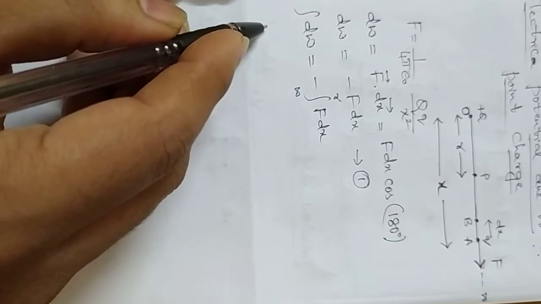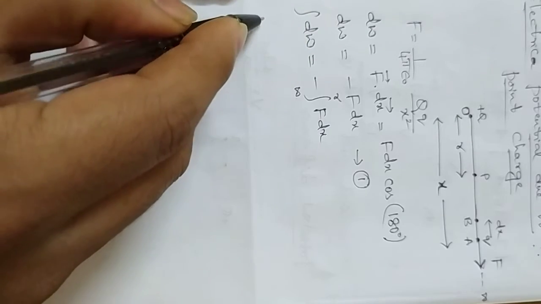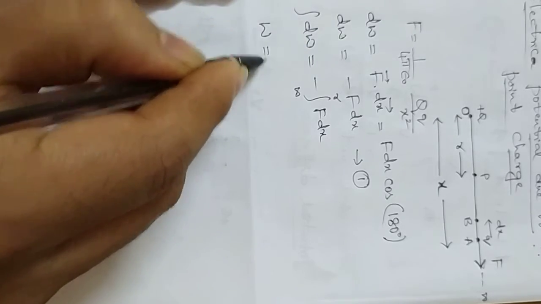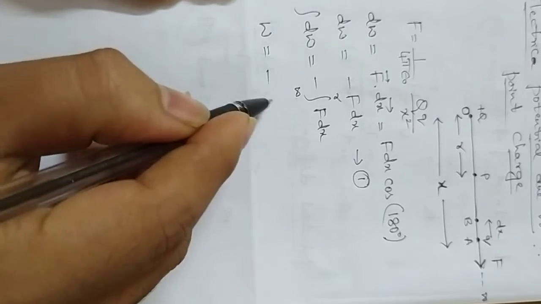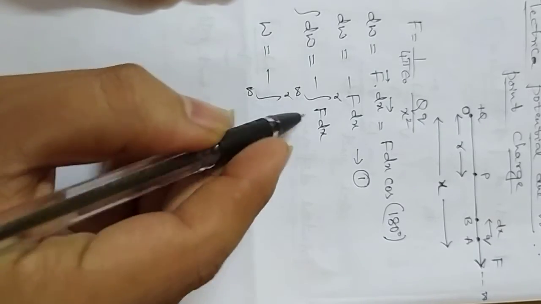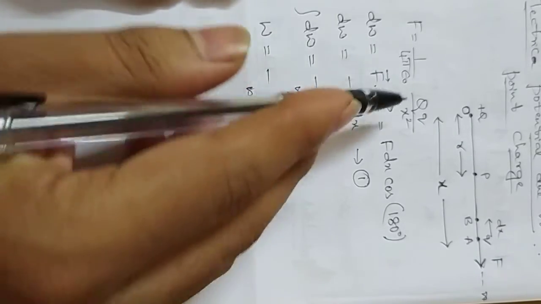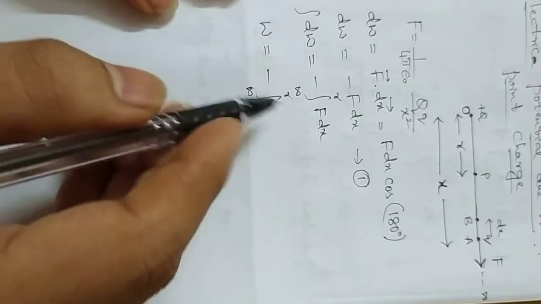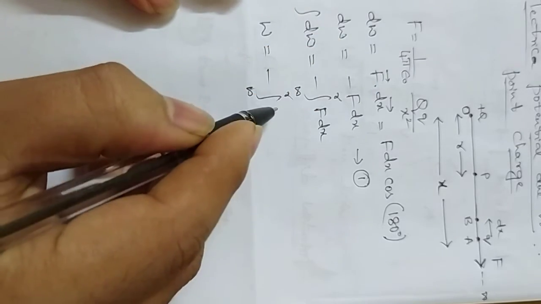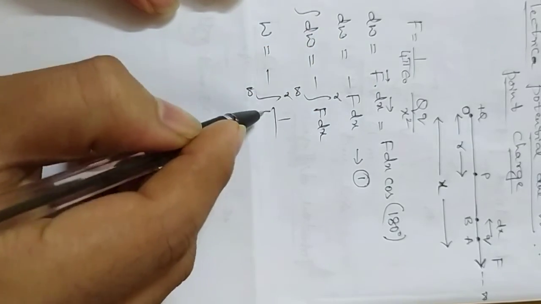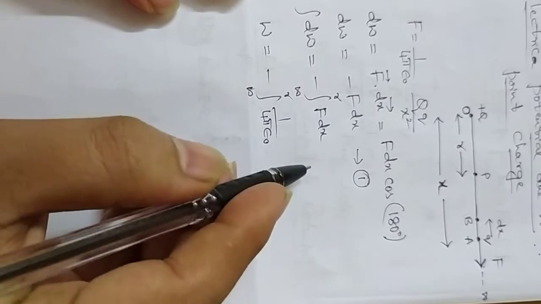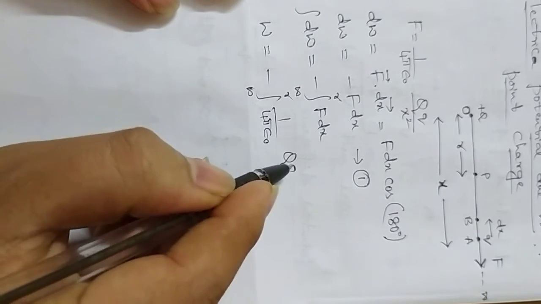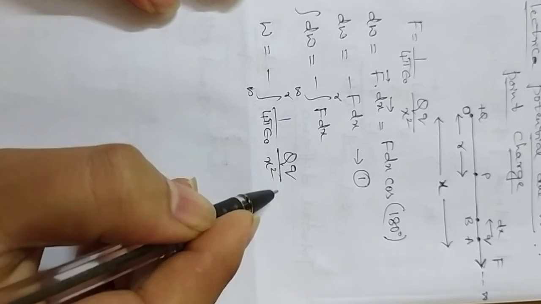So now we need to integrate this. Integration of dx is nothing but, as you know, W. So W is equal to minus integral from infinity to r. What is the value of F? F is nothing but the force of repulsion between the source charge and the test charge. So this can be written as 1 by 4 pi epsilon naught into Q into q divided by x square.